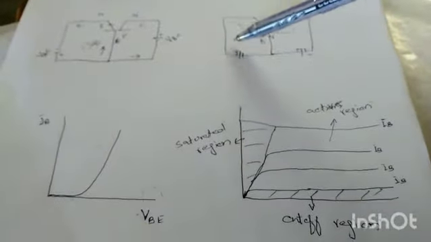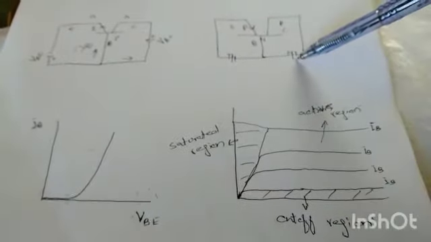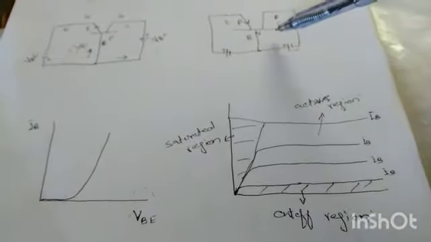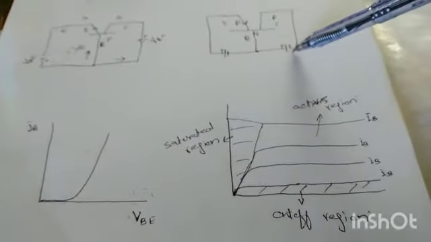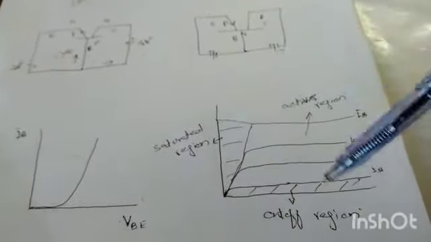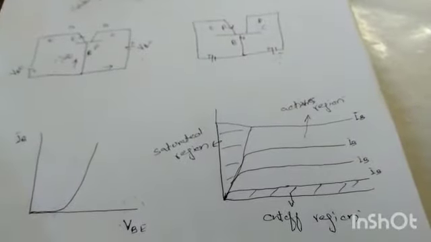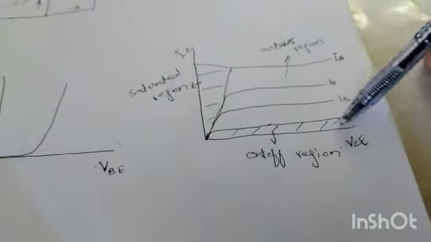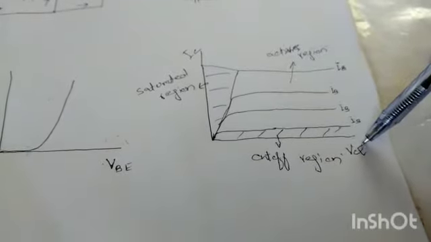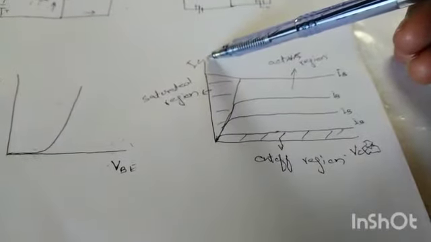Now if we keep the input current, that is the base current, constant, and we change the output voltage, there is a change in the output current. The characteristic curve you draw between the output voltage and output current, that characteristic curve you call the output characteristic curve. That curve is drawn between the voltage applied across the collector and base, that is your output voltage, and the collector current, that is your output current.